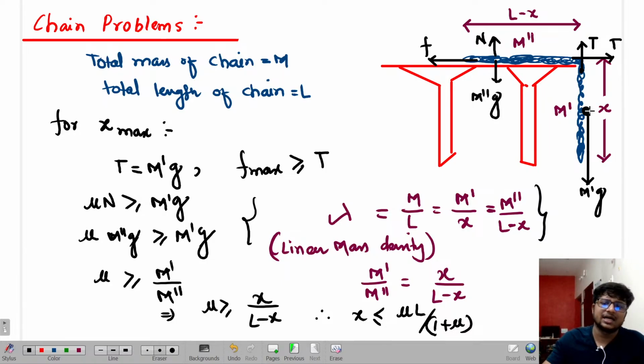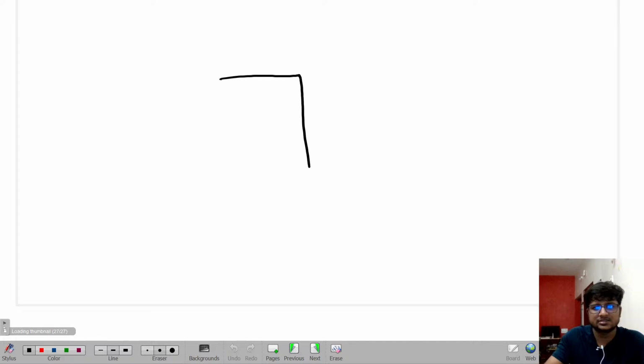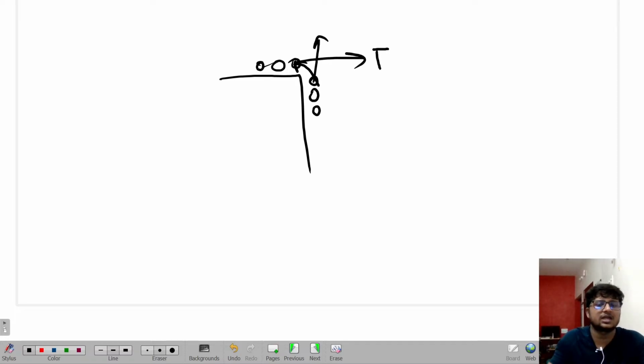The simple idea is that if it is hanging, its weight will be balanced by the tension force. Now, this same tension will be present on this particle in the horizontal direction. This is one part of the chain, and this is the other part of the chain. This chain is pulling this particle with tension T upward, and it is traveling in this direction with tension T. Are you able to get me or not?